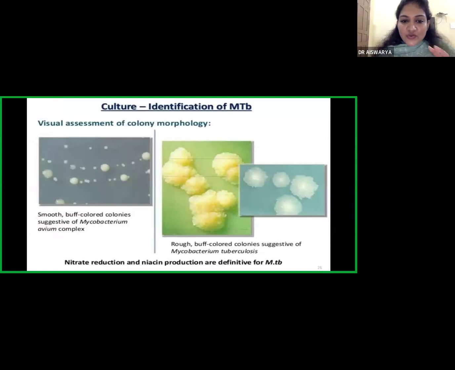So this is a picture showing how the TB bacteria are seen in the culture. The yellow colored, rough, buff colonies are suggestive of Mycobacterium tuberculosis. This is done in the LJ medium.